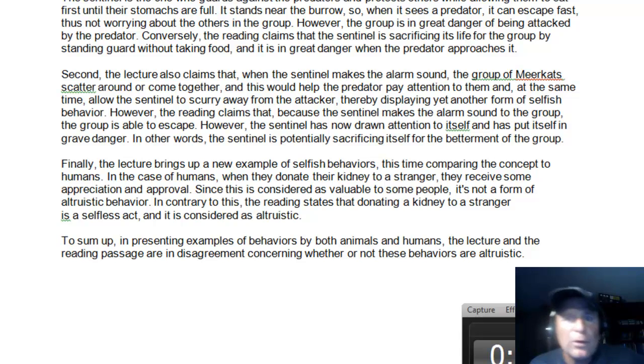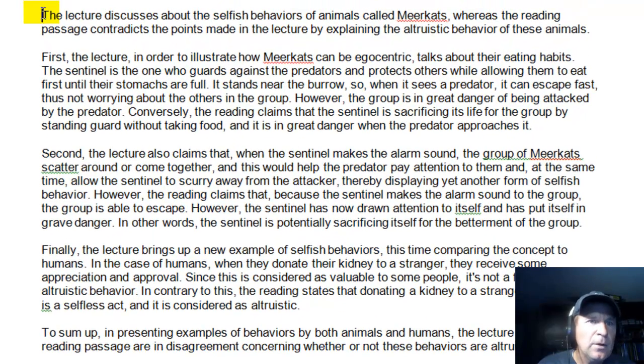Now let's go through it one more time. I might have missed some things. Okay, the first one. The lecture discusses the behaviors of animals called Meerkats, whereas the reading passage contradicts the points made in the lecture by explaining the altruistic behaviors of these animals.